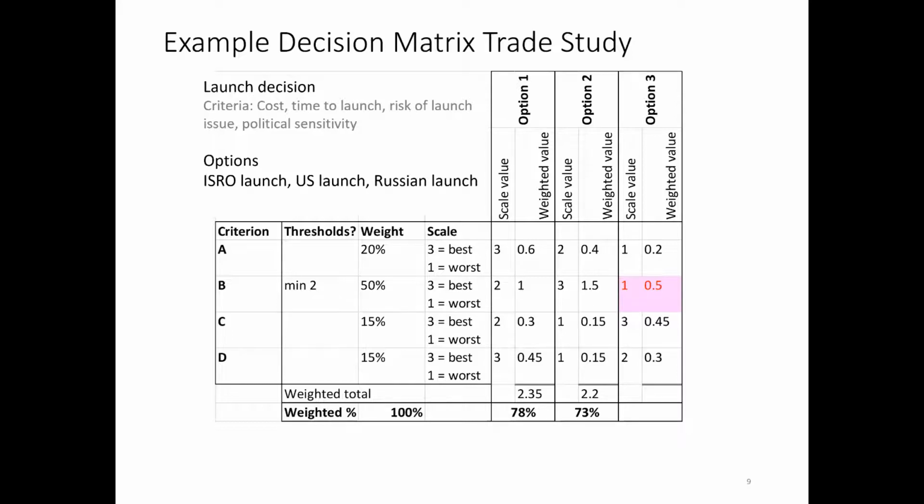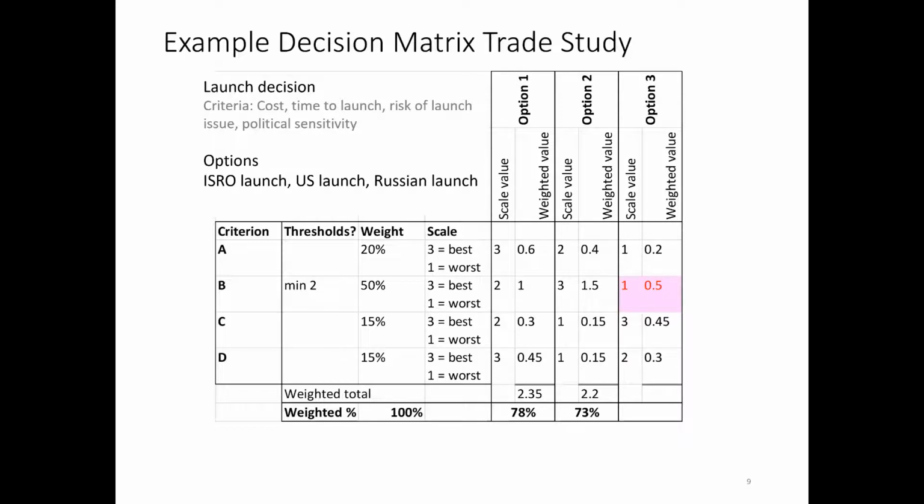In terms of time to launch, the best may be option 2, the US launch, but the ISRO launch may come in second, and the Russians might be the slowest. In terms of the risk of a launch issue, the Russians are always the best in this criteria because they've had the largest number of successful launches. ISRO now have had a good number of launches, and if we're dealing with a private US launch vehicle, maybe they haven't had so many launches already, so they come in bottom in that criterion.